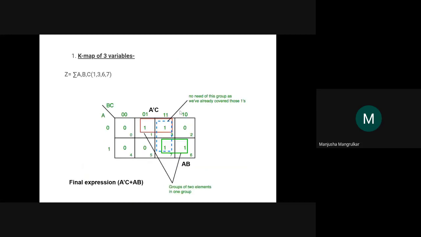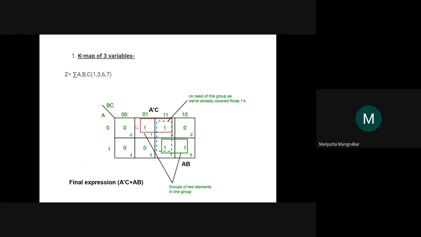Now we'll see how we do the grouping also. Suppose this is a, b, c. Again put the 0 0 0 here. You should remember how we put this: 0 0, 0 1, 1 1, 1 0, 0 and 1, and then we write 0, 1, 2, 3, 4, 5, 6 and 7. Then we see 1, 3 is 1, 6 is 1, and 7 is 1, right?